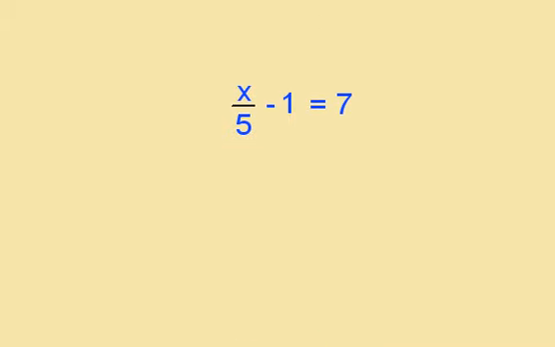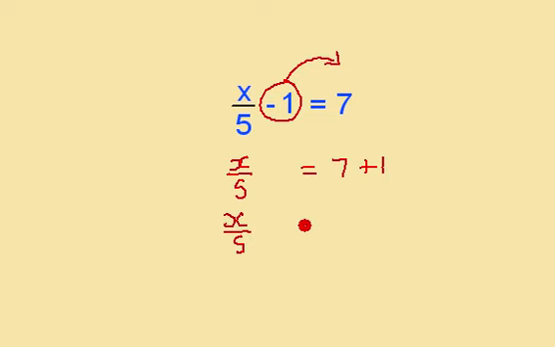We'll do this question together. Look at it carefully. Have we got any floating ping? Yes, we have here, this -1. So I'm going to put a bubble around it, float it over the equal sign, and it's going to become +1. So I've got x over 5 equals 7 plus 1. And if I work that bit out, it's 8.